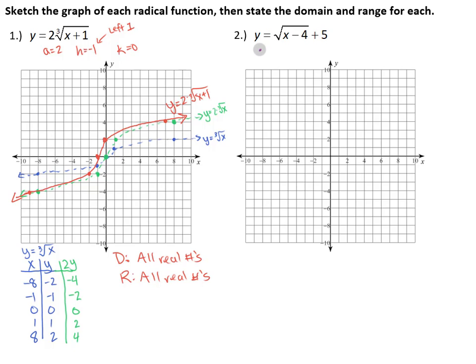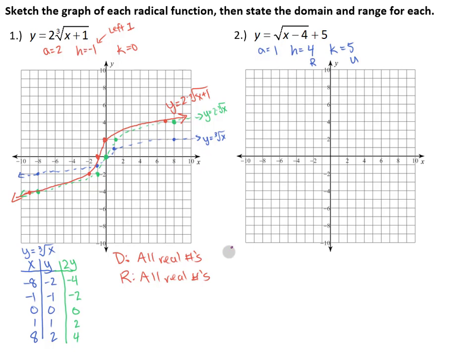Let's start with a, h, and k. I guess I didn't do that last time. Here, a is 1. H, remember, is the opposite of what it looks like, is +4. And k is +5. So there's no stretch or compression. Since a is exactly 1, it's positive, so there's no reflection. But we are going to need to move 4 units right, and 5 units up, since those are both positive directions here.